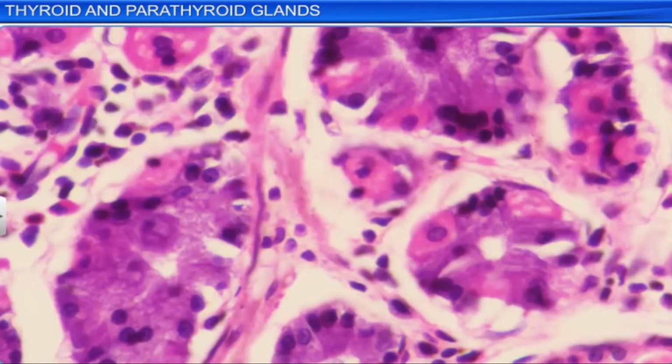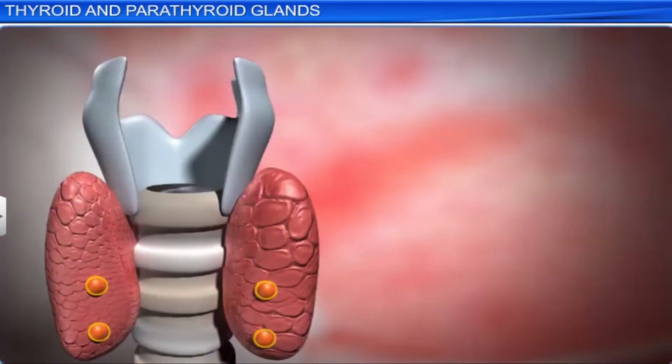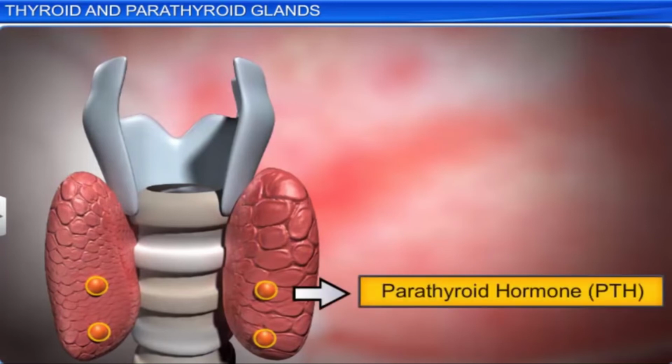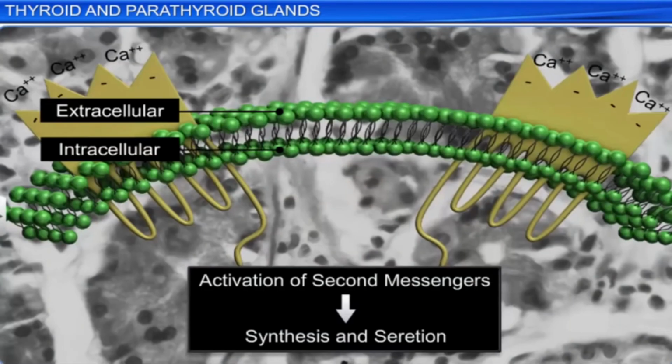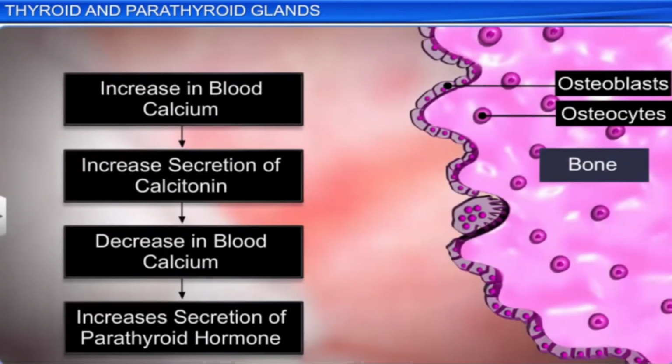Endocrine cells of these glands are known as chief cells. They secrete a peptide hormone called parathyroid hormone or PTH. It is also known as parathormone or Collip's hormone. The circulating levels of calcium ions regulate the secretion of parathyroid hormone. Parathyroid hormone increases the activity of osteoclasts.